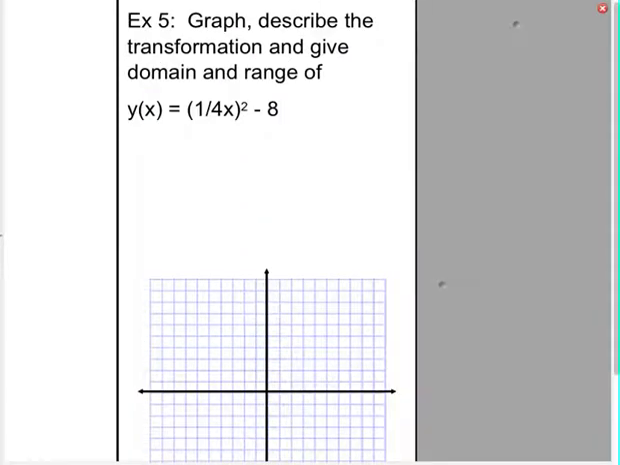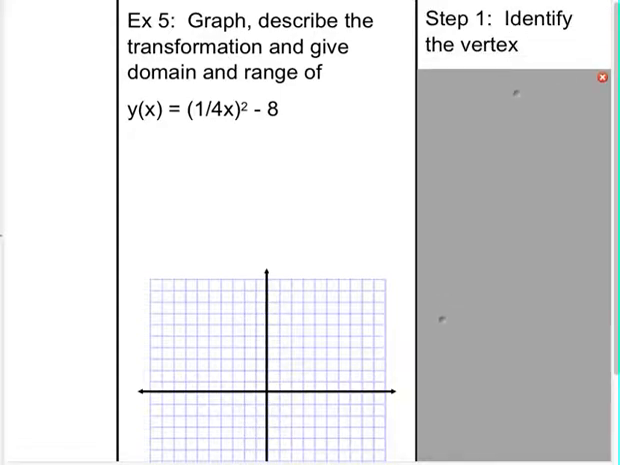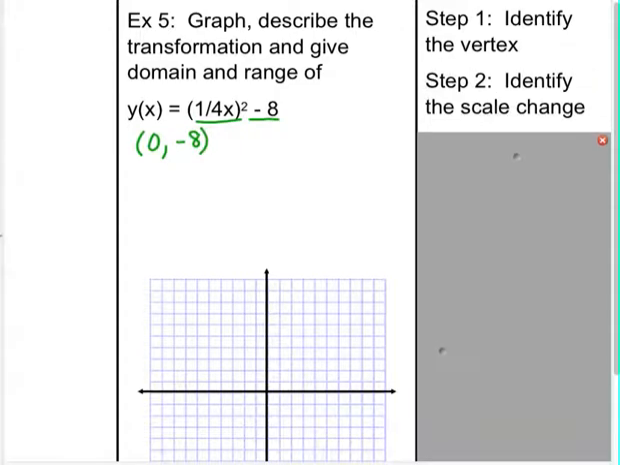One more graphing, just for some extra practice, to see it one more time to try and put it all together. We're going to describe the transformation and give the domain and range as well. So first step, vertex. Inside the parentheses, I see no addition or subtraction, so the x-coordinate of my vertex is 0. Outside the parentheses is normal, I'm going down 8. So here's step 2, I'm going to describe the whole transformation. So my scale change is inside the parentheses, grouped with the x, so it is horizontal.